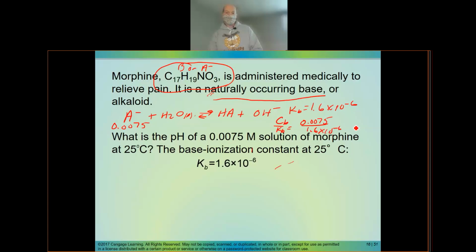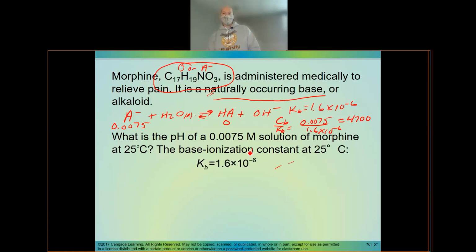And so I'm going to take my 0.0075 and I'm going to divide by 1.6 times 10 to the minus 6. And this is going to be a close call on this one. 0.0075 divided by 1.6 times 10 to the minus 6 gives you 4,700. All right, so it is greater than 1,000. This one is in the 1,000s, so it's not going to be great, but it's going to be within a 5% error. And so that means we don't have to check our X value.